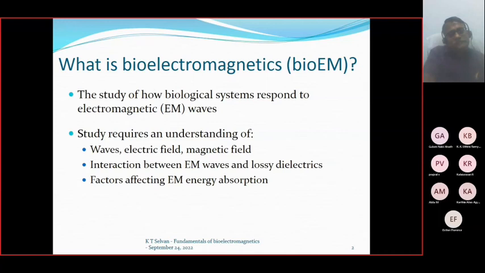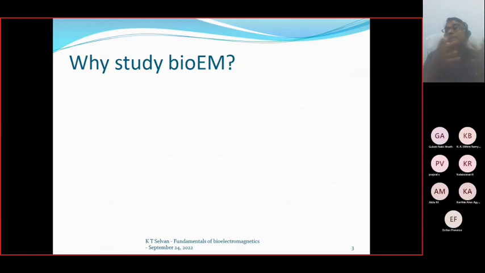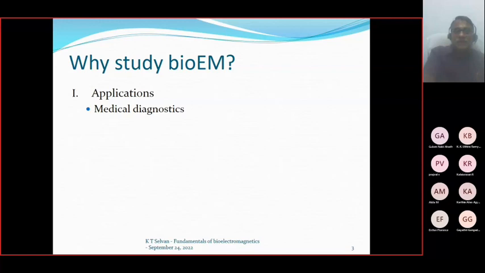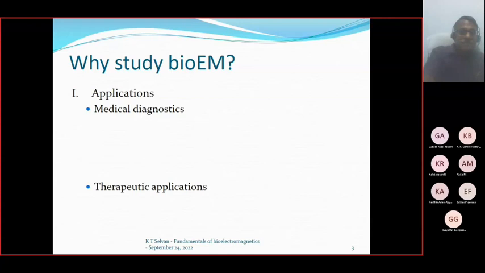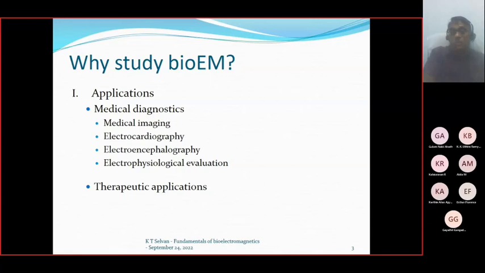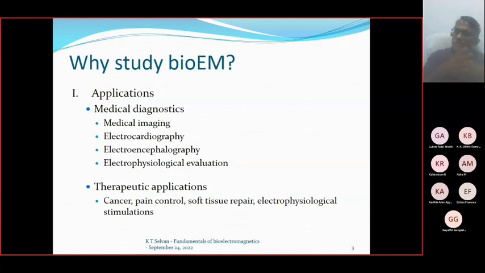And before we proceed further, it is pertinent to ask why the study of bioelectromagnetics is important, which we can look at from two perspectives. One is the application point of view, and then there is the possible health effects point of view, which also can be of significant interest. And in applications itself, there are two different domains that we can consider. One is medical diagnostics. Electromagnetic waves find application in medical diagnostics, and not only that, also in therapeutic applications. Under medical diagnostics, there are a lot of medical imaging, electrocardiography, electroencephalography, and so on. Whereas in therapeutic applications, well-known applications include cancer treatment, pain control, soft tissue repair, and so on.